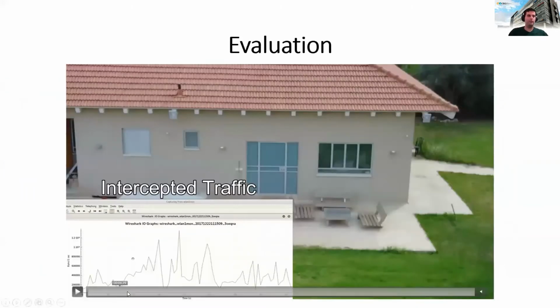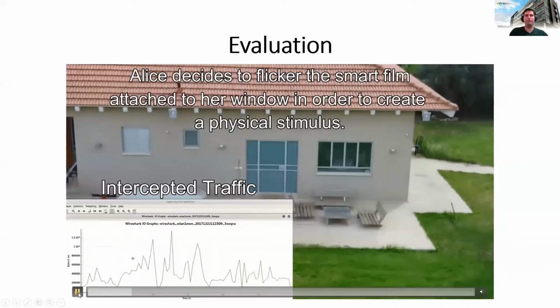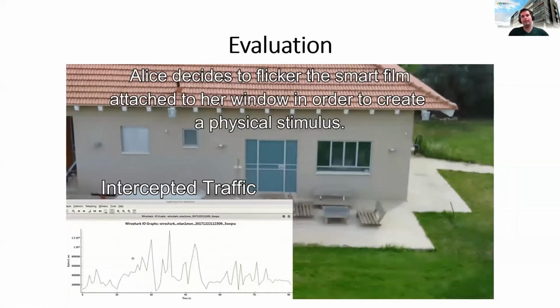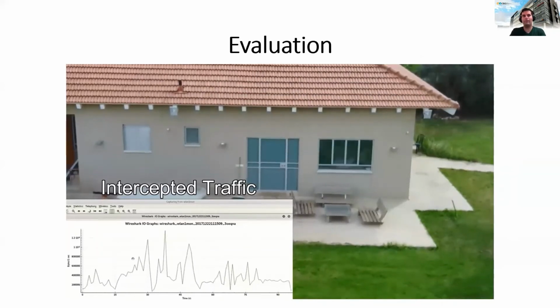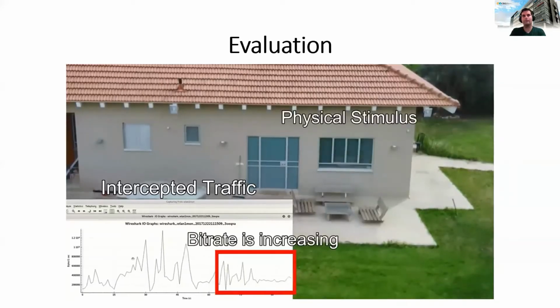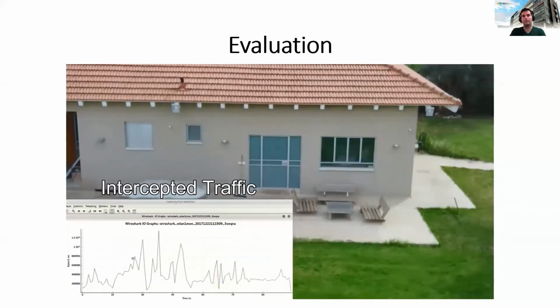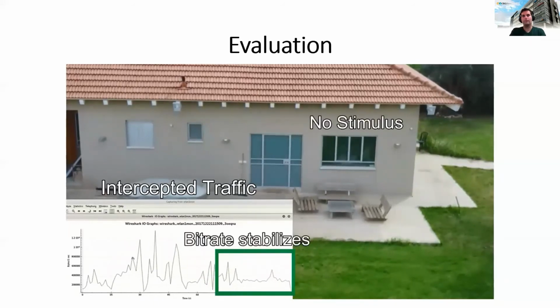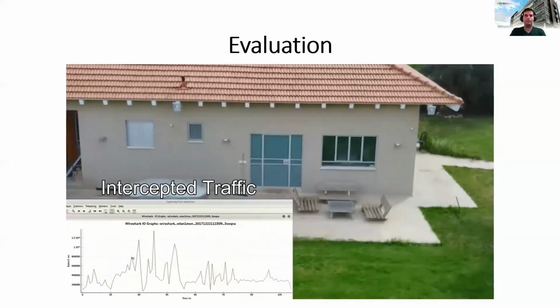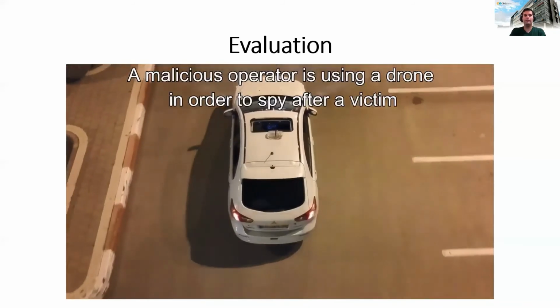So we actually decided to leverage this understanding, and you're about to see 2 demos. In the first demo, a victim is located inside his house, and there's a smart film which is attached to the window, and it is now being used as a flicker. And again, the smart film was used as a flicker.